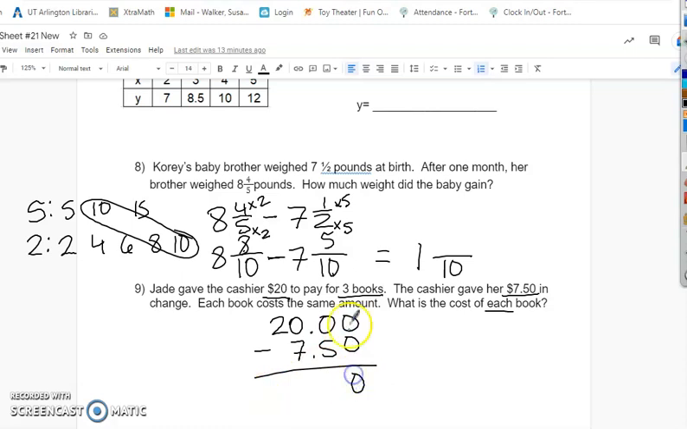I don't regroup here. 0 minus 0 is 0. This becomes a 10. This becomes a 9. This becomes a 1. When I regroup over zeros, the first one is a 10, right? So that's a 5. 9 minus 7 is 2. And then a 1. So I spent $12.50 for 3 books. So in order to find out how much each one is, I have to divide that by 3. That will be your job. Divide that by 3.